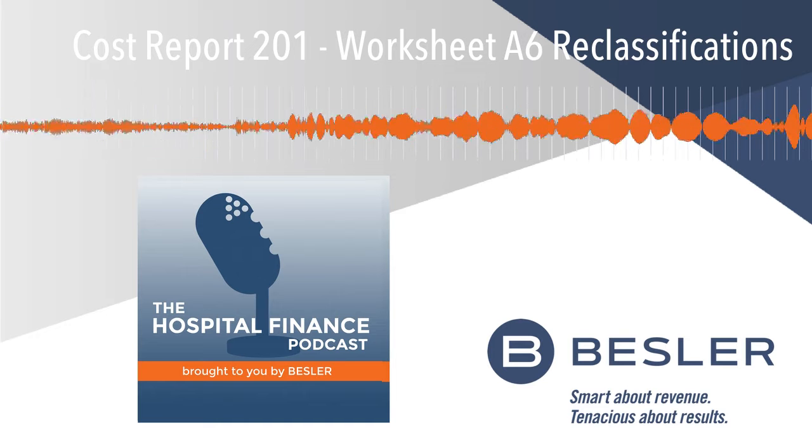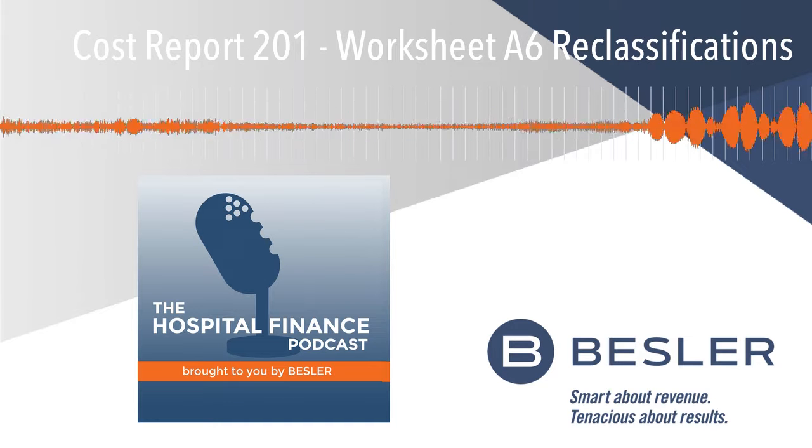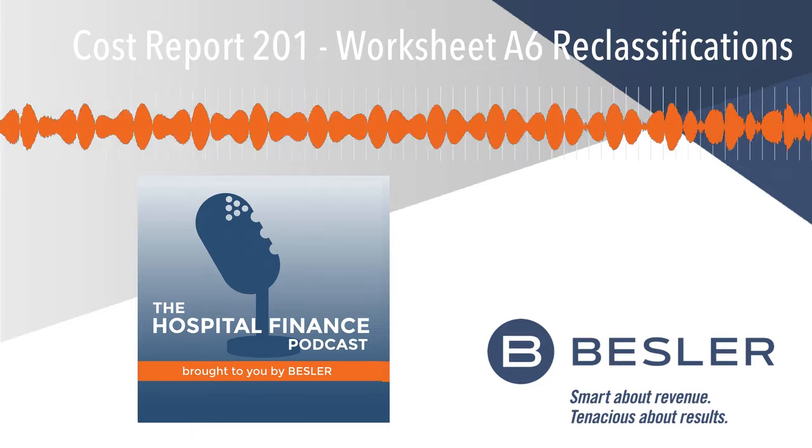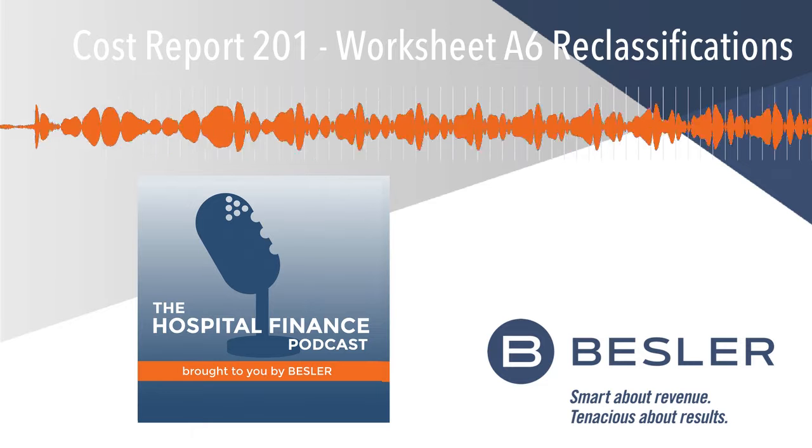Is identifying a required A6 reclassification as easy as identifying the expense in the general ledger and moving that expense for proper Medicare cost reporting?